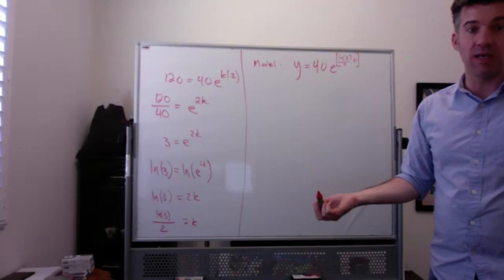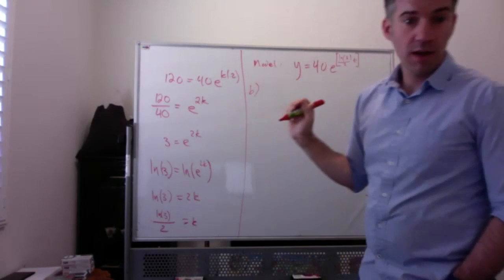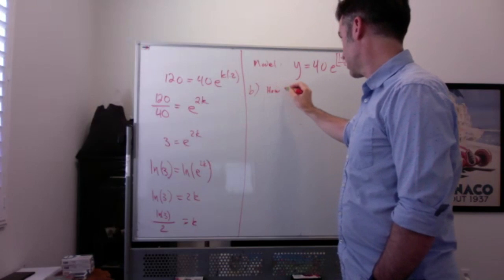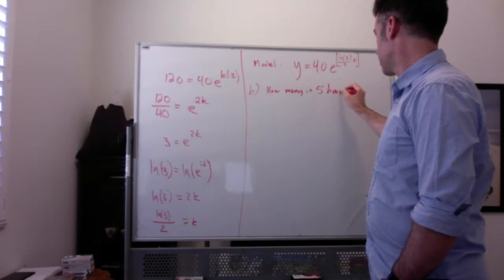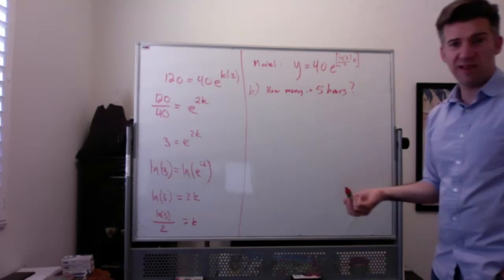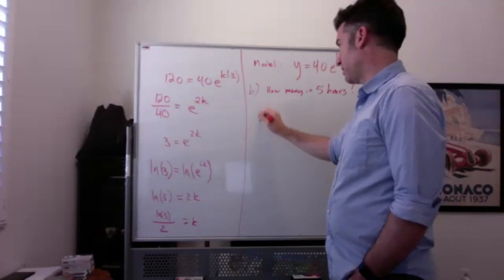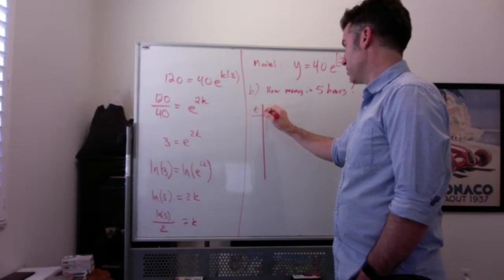So question B on this particular problem is, how many bacteria will there be in 5 hours? And to answer that question, we just set t equal to 5. Often I like to keep my little chart going, or if I have time and amount.